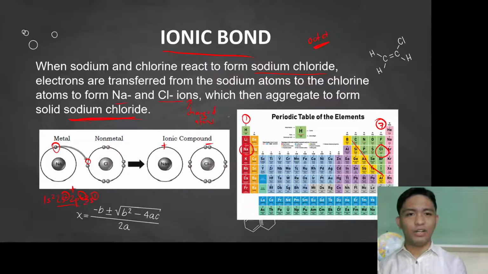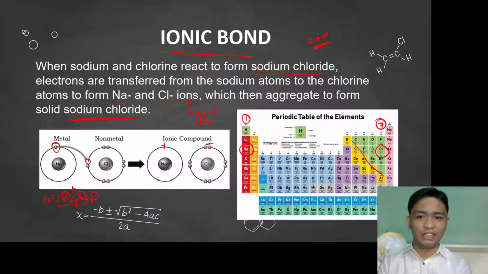Okay? So again, ionic bond, it involves the transfer of electrons. Nakita natin yung pagka-transfer, para mag-gain yung stability. And it involves metal and non-metal.